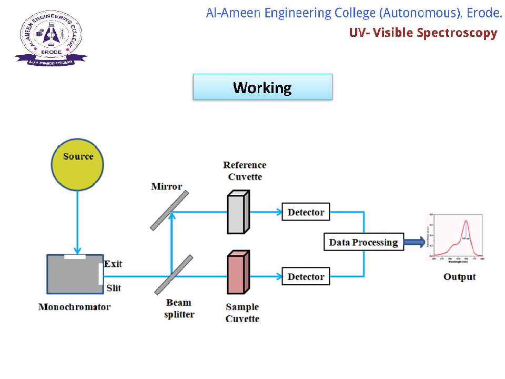Let's see the working mechanism. The light from the source passes through a monochromator which isolates the desired wavelength. The selected light beam is split into two parts. One passes through the sample and the other through the reference. The detector measures the intensity of the light transmitted by both paths. The spectrophotometer compares the two signals and calculates absorbance. A plot of absorbance versus wavelength is obtained, showing characteristic absorption peaks of the compound.